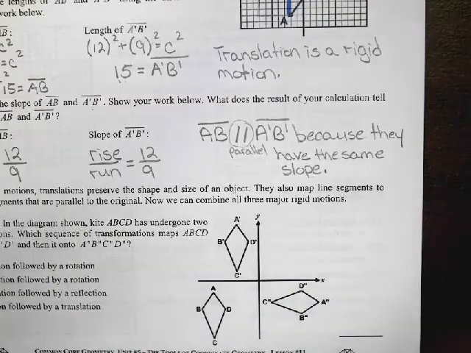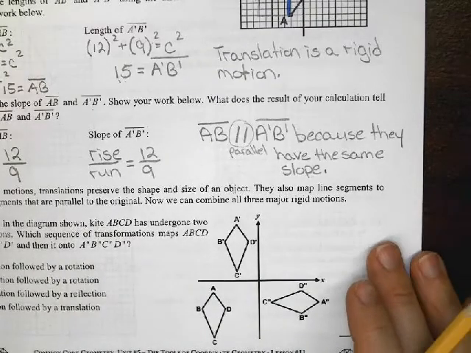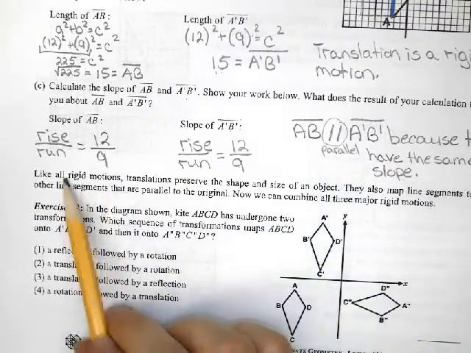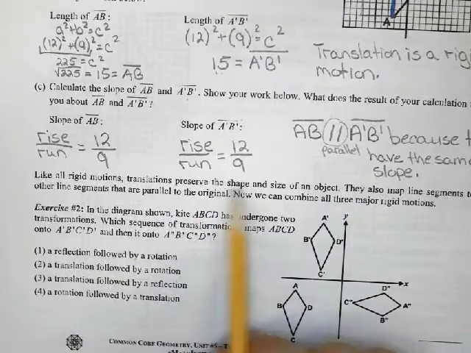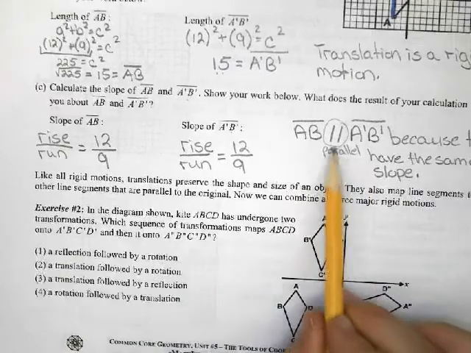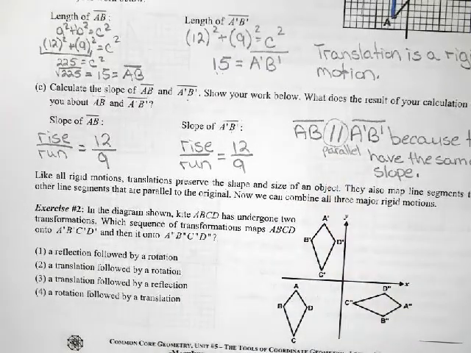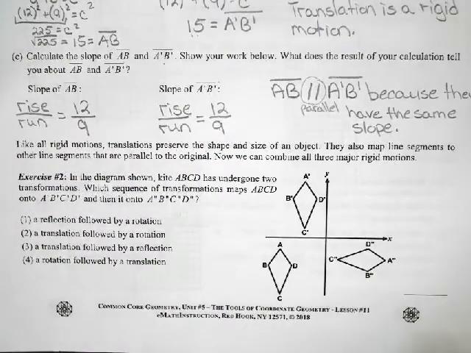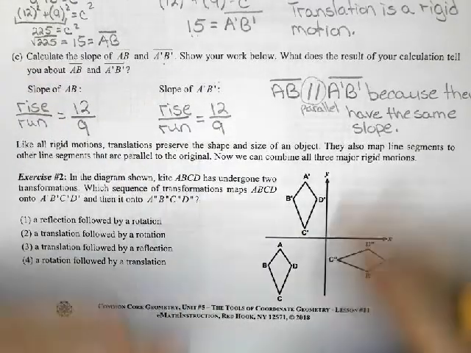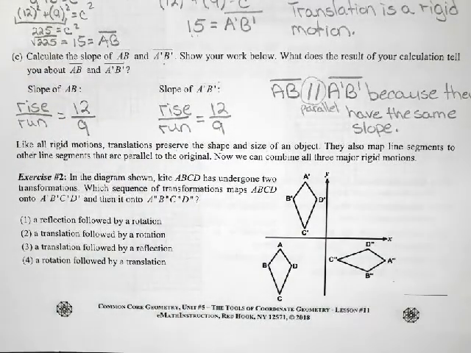Okay, so looking at this next one, so we've done transformations before, and it says, like all rigid motions, again there's that word, translations preserve the same shape and size of an object. Okay, and it's also mapping so that it's parallel. So when we just shifted it up, it kept the same slope. Okay, so that's how we perform a translation. We're just simply moving it left and right, or up and down, and then plotting new coordinates.